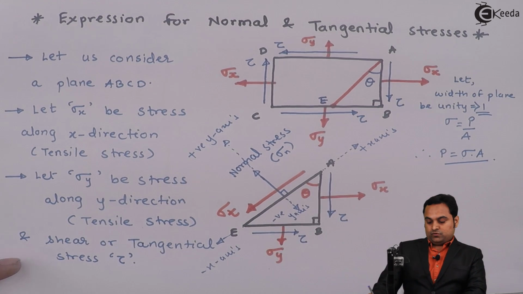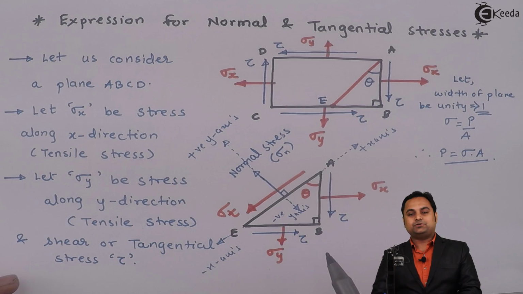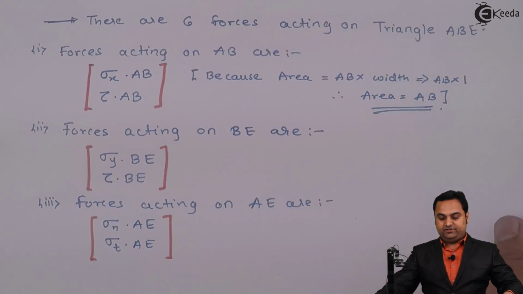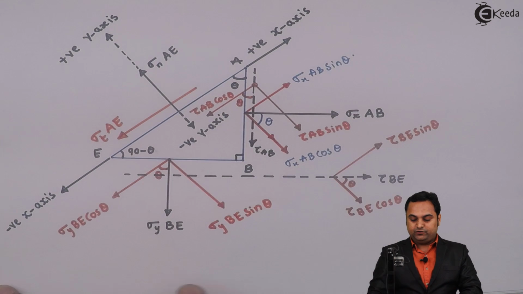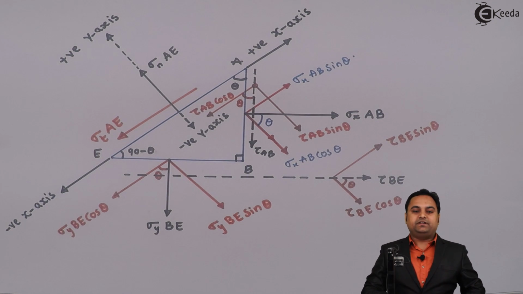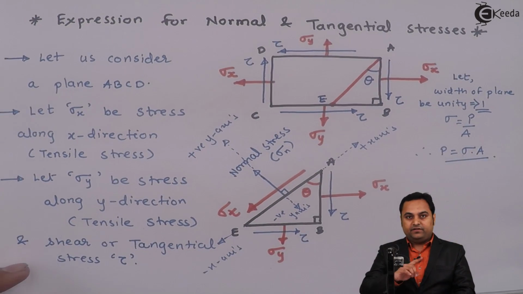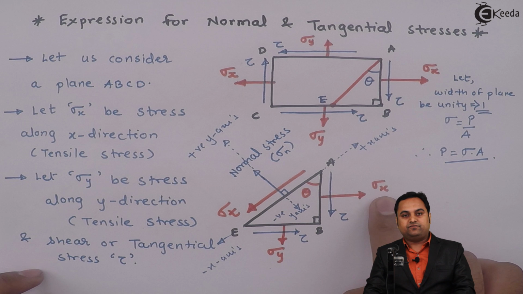So now we have to resolve all 6 forces based on this component, and here I have resolved it and I'll explain it. Here I have resolved all the 6 forces which are acting on the triangular element. I'll explain them one by one. First we will consider side AB. On this I'll consider the first force, which is sigma x.